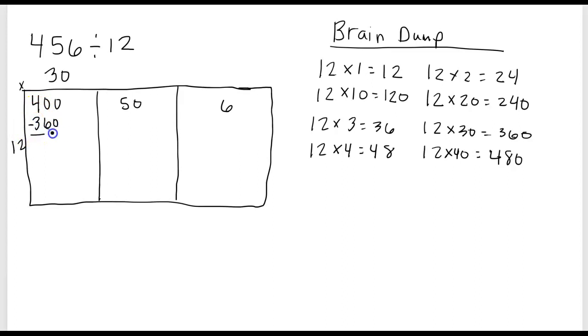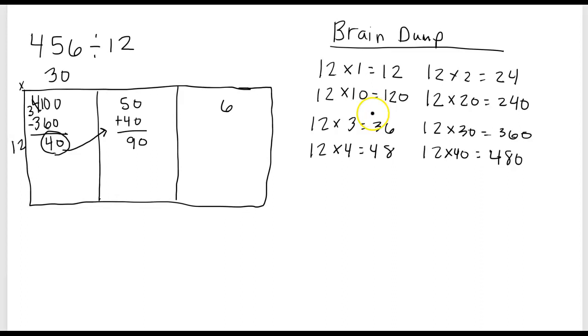I'm going to subtract. 0 minus 0 is 0. I can't take 6 from 0, so I've got to make that a 10, regroup, make this a 3. 10 minus 6 is 4. So I have 40 as a remainder. I'm going to take this 40 right here, and I'm going to move it over to my tens place, and I'm going to add. And I get 90. What times 12 gives me 90?